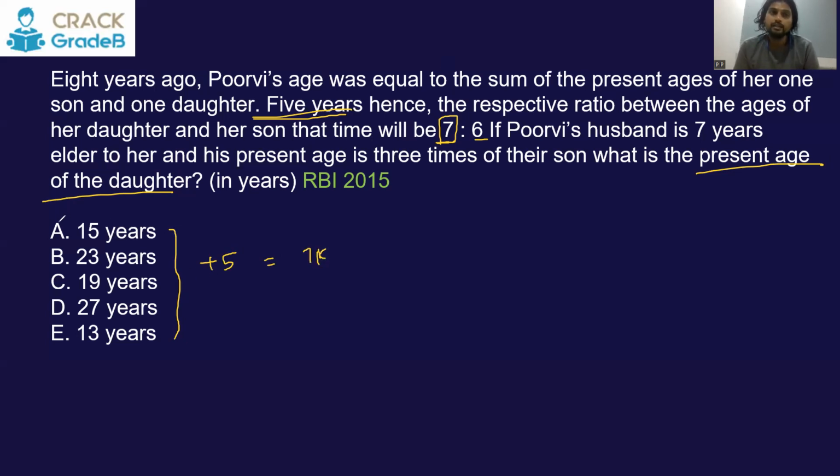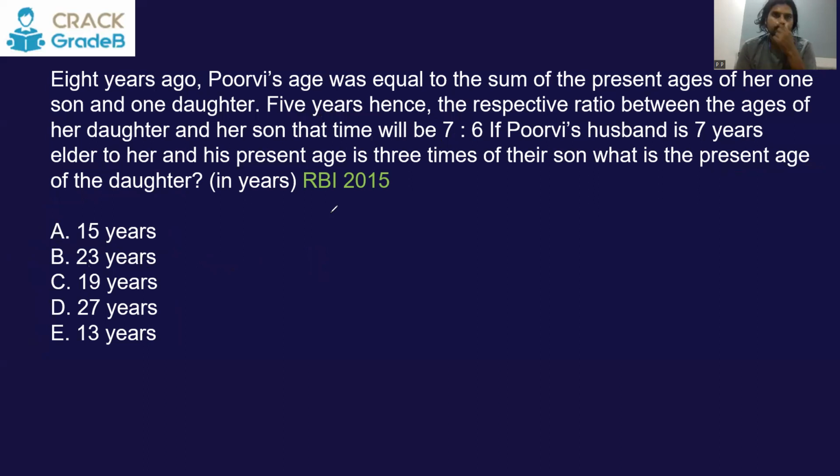15 plus 5, 20. It is not a multiple of 7, so no. 23 plus 5, 28. It is a multiple of 7. 19 plus 5, 24. Not a multiple of 7. 27 plus 5, 32. Not a multiple of 7. 13 plus 5, 18. Not a multiple of 7. So only this option will give you a multiple of 7 by adding 5 to it. That means 5 years hence, she will become a multiple of 7. So presently, she could be 23. That is the only option. So that has to be the answer.